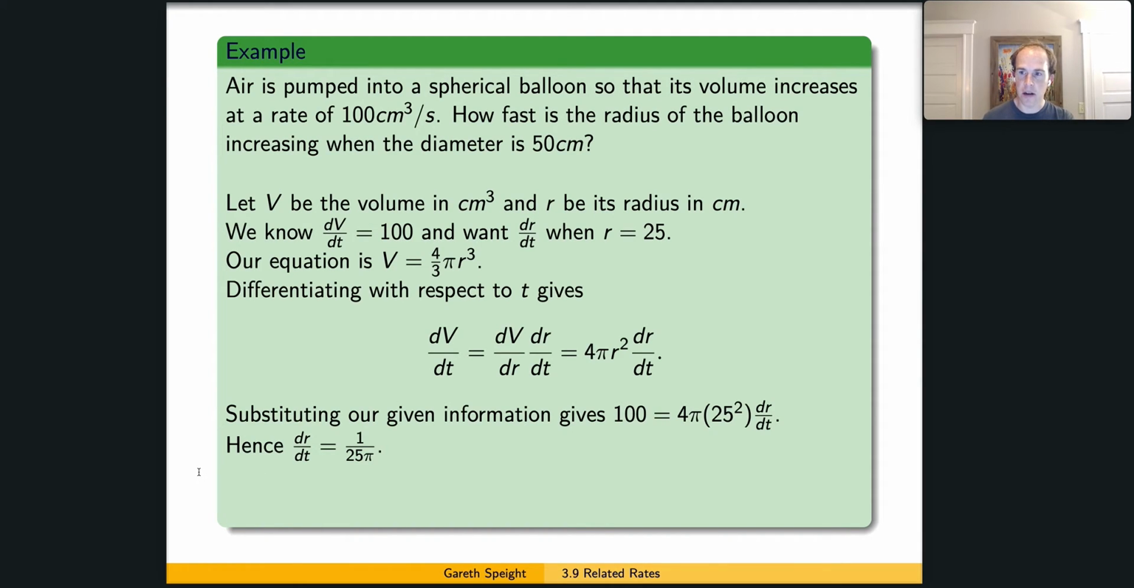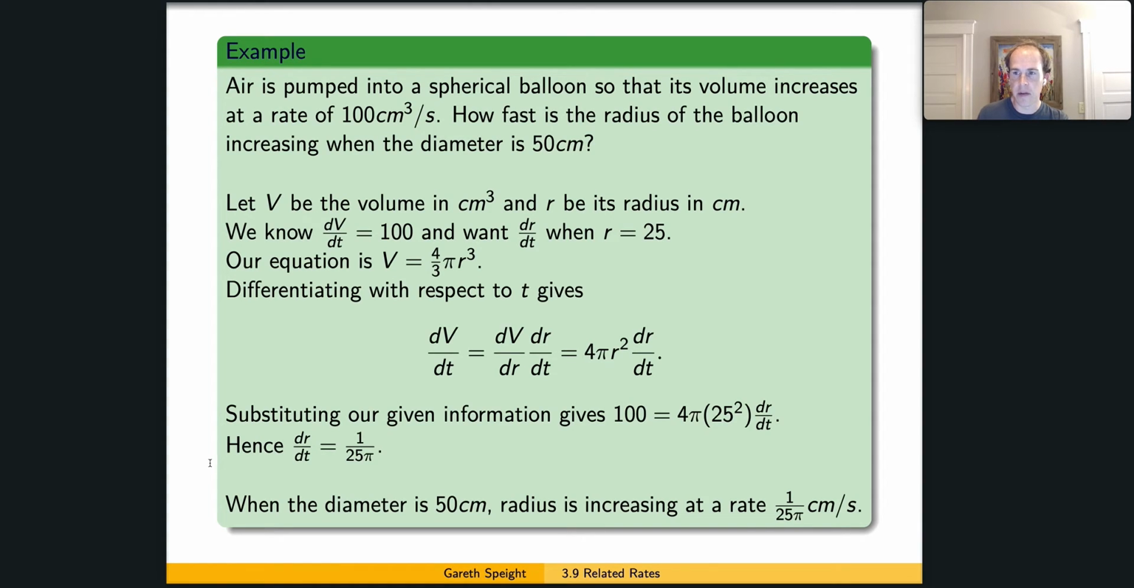And now that we've calculated the rate we want, we have to write that back in terms of the word problem. So what were we being asked to do? We were asked to find how fast the radius is increasing when the diameter is 50. Well, it's increasing at dr/dt, so when the diameter is 50, the radius is increasing at a rate of 1 over 25 pi centimeters per second.